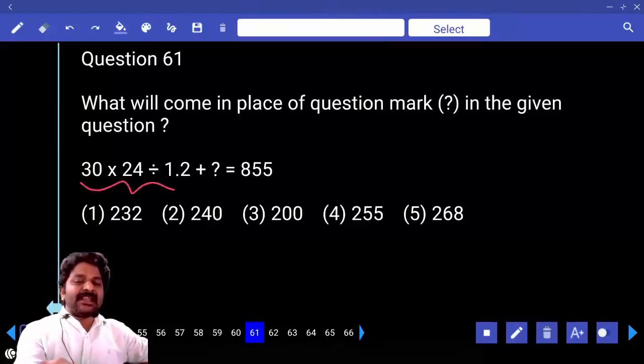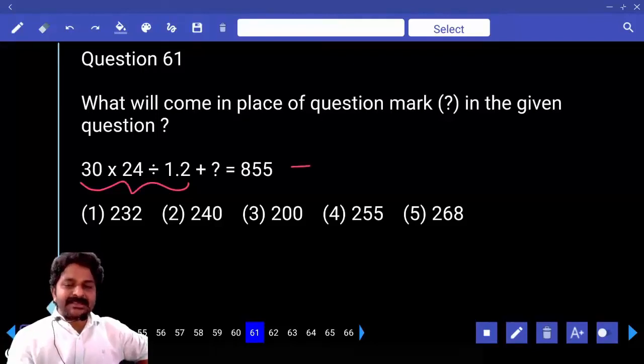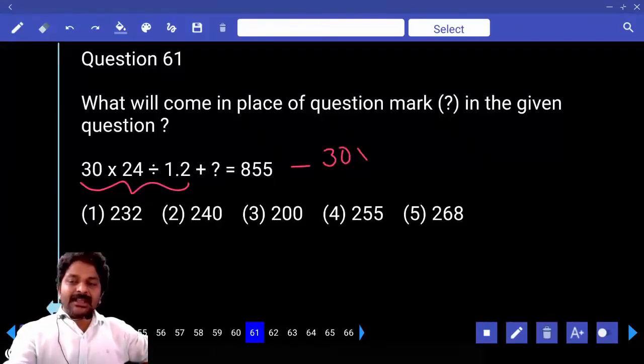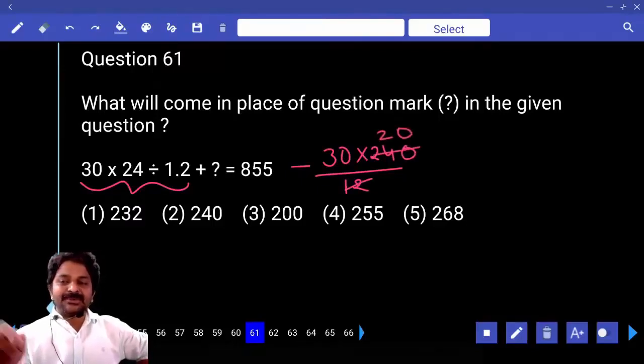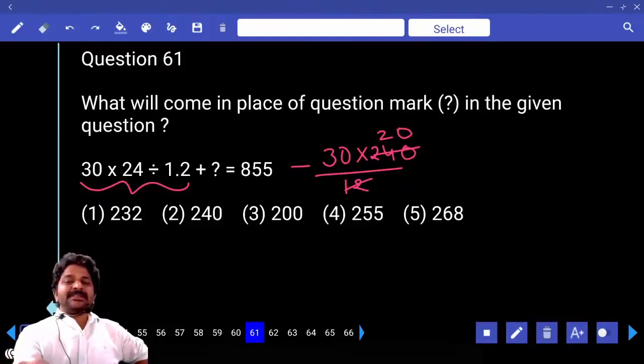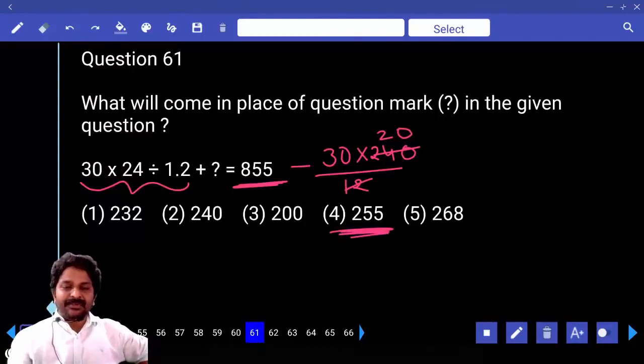Left hand side, this entire number goes to right hand side and becomes minus, right? Let me write that number on the right hand side itself. 30 into 24 divided by 1.2. Can I write it as 12 by 10? And that comes to numerator. 12, 20 times. 30 into 20, 600 subtracted from 855. Answer 255.